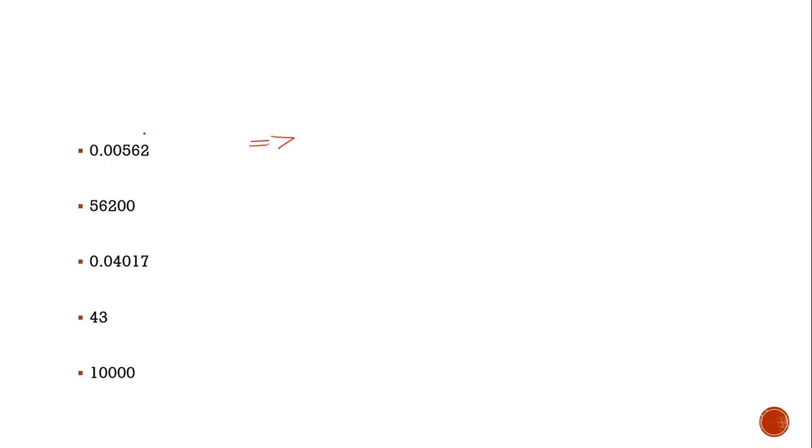The first thing that we have to do is to move the decimal point next to the first significant number. Now this 0 is not significant, this one is not, so we're going to move it next to the 5 here. So we have 5.62. Okay, next thing, we have times 10 to the power of.